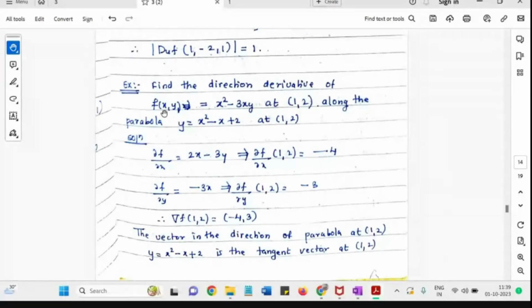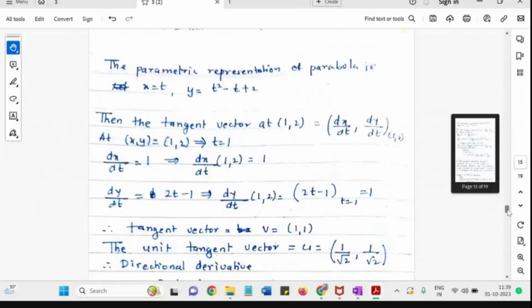The first partial derivative of f with respect to x is 2x minus 3y, and at the point (1, 2), ∂f/∂x is minus 4. You can substitute the value and verify. Similarly, the derivative of f with respect to y is minus 3x, and ∂f/∂y at (1, 2) is minus 3. So my gradient is ready. The challenge, the second part, is the unit vector in the direction of the parabola. The unit vector in the direction of the parabola is basically a tangent vector.